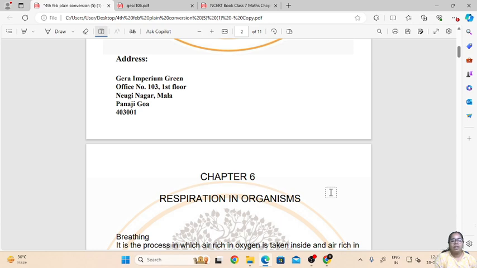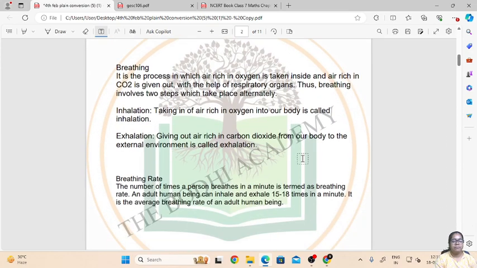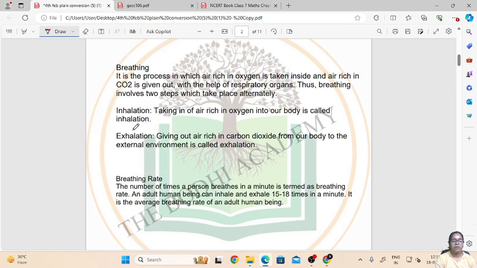So in today's class, let us learn about breathing and how the breathing is done. So what is breathing? Breathing is the process in which air rich in oxygen is taken inside and air rich in carbon dioxide is given out with the help of respiratory organs. Thus breathing involves two steps which take place alternatively.